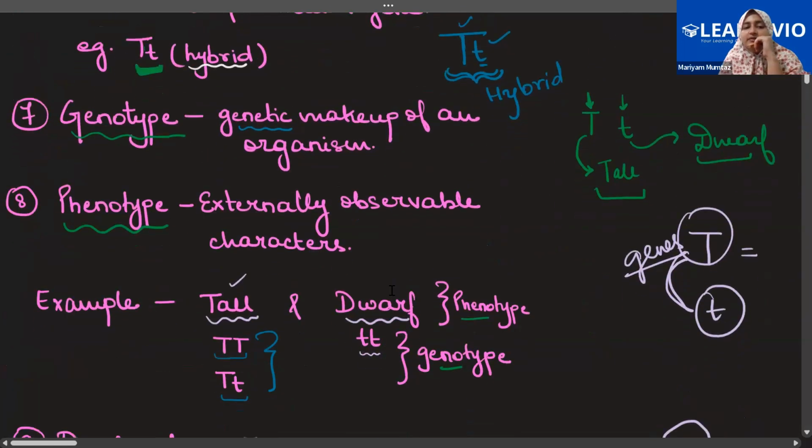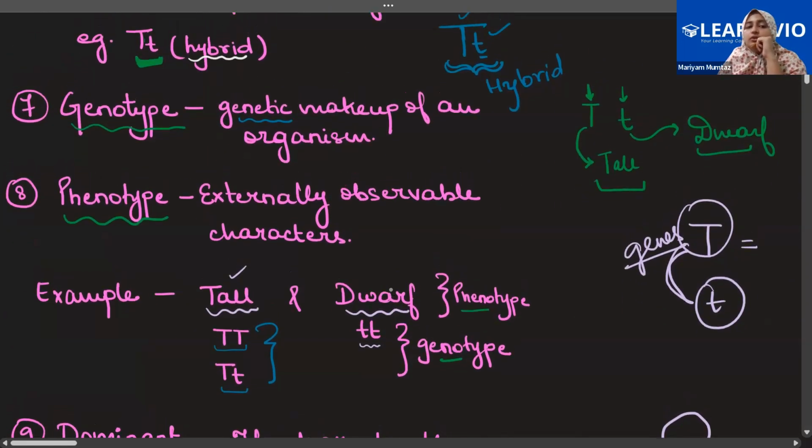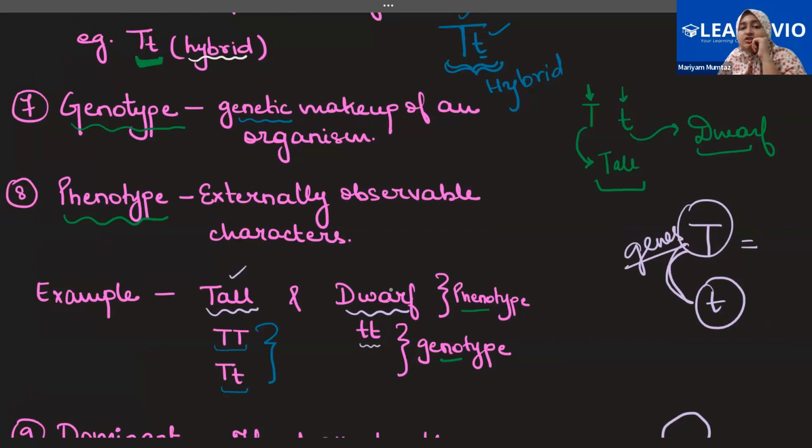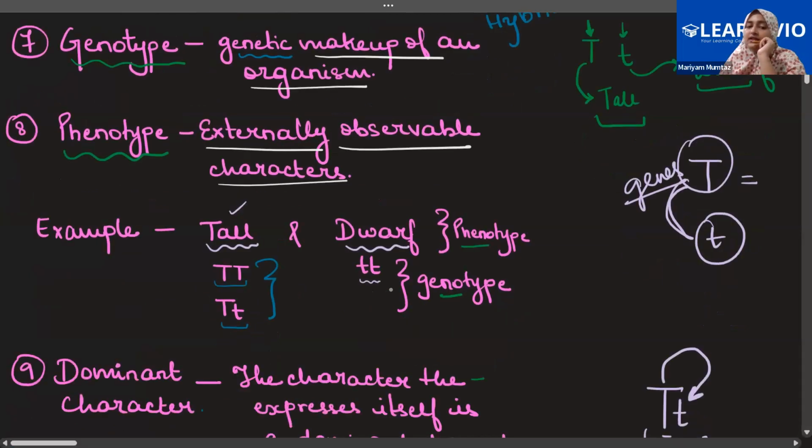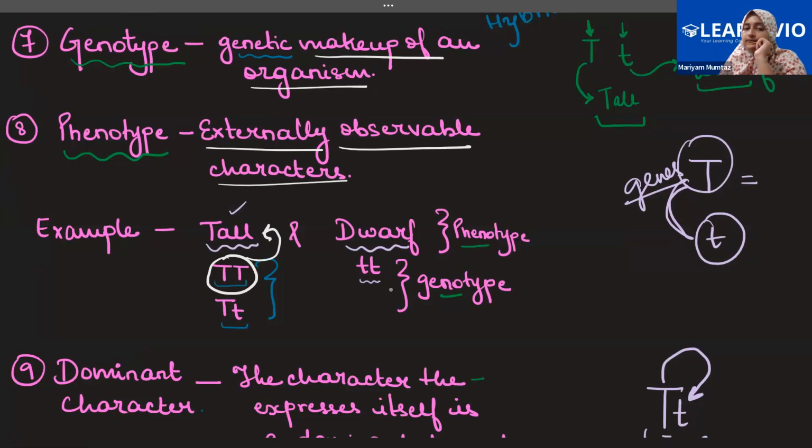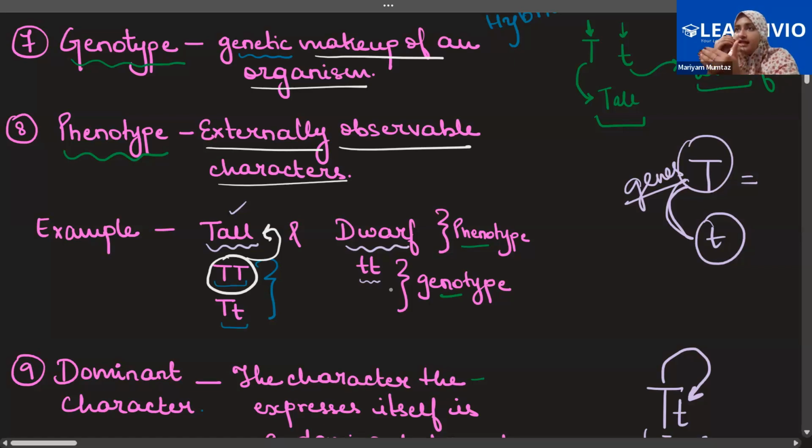All right. Now let's talk about the next term, that is genotype. Genotype refers to the genetic makeup of an organism, whereas phenotype is the externally observable character. If capital T is coding for tall, it means that this capital T is the genotype. It is how the genes are present. And tall is the phenotype, because the thing that you can see and observe, that is the phenotype, and the thing that you cannot see is the genotype.